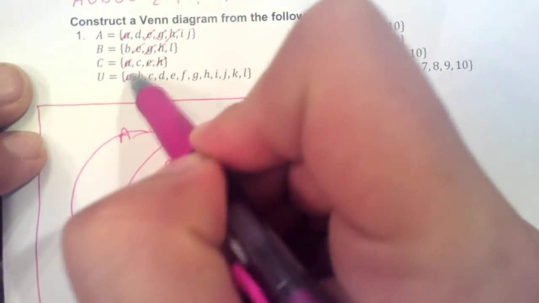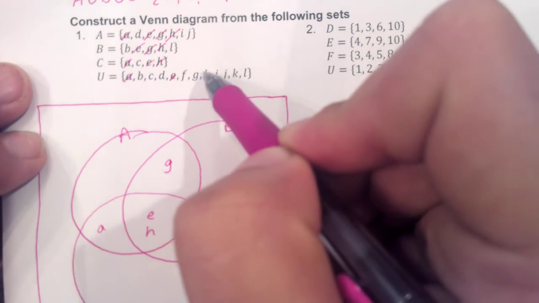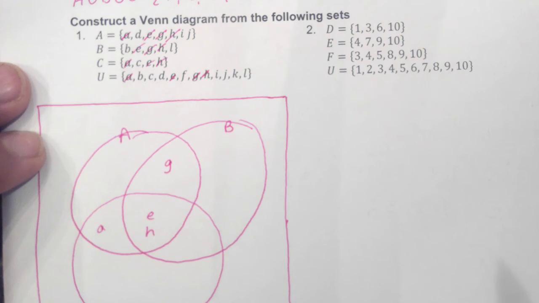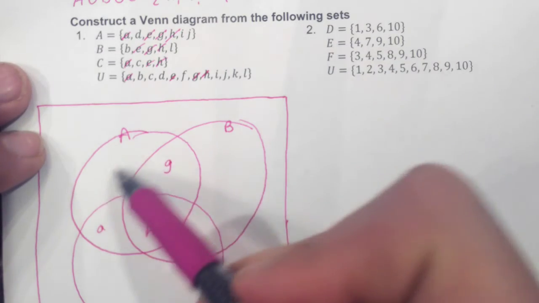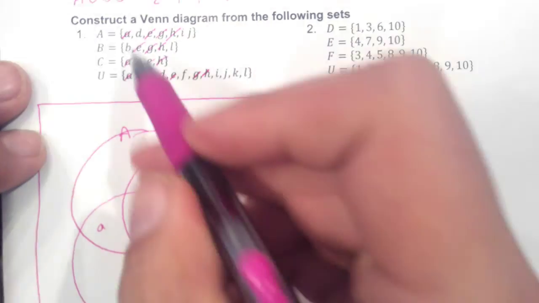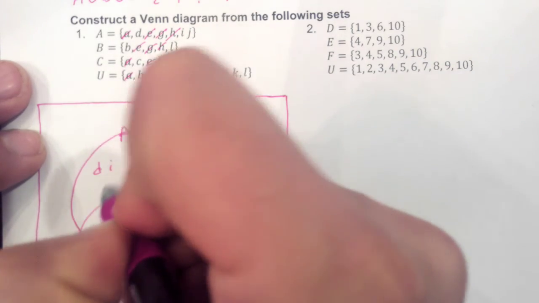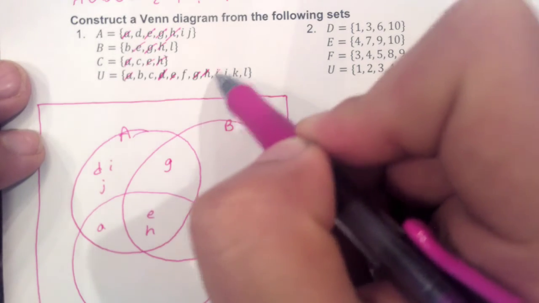So A gets crossed out, E gets crossed out, G gets crossed out, and H gets crossed out. Those are the four things we've said so far. Awesome. And then the things that are left over in A, B, and C get just placed in those last ones. So left in A is D, I, and J. D, I, and J. So I'm going to cross them out down here in my universal set as well.